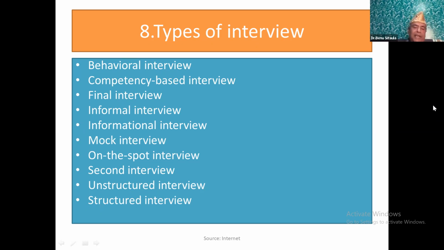Another type of interview is the informational interview. An informational interview is when you meet with someone at a career to learn more about their career and position. For this kind of interview, prepare by creating a list of questions.